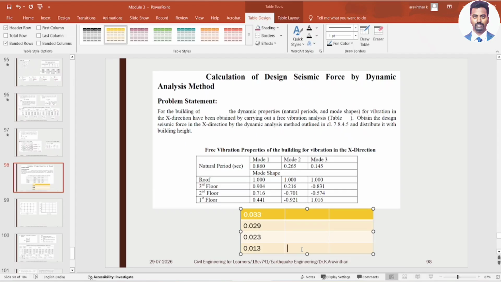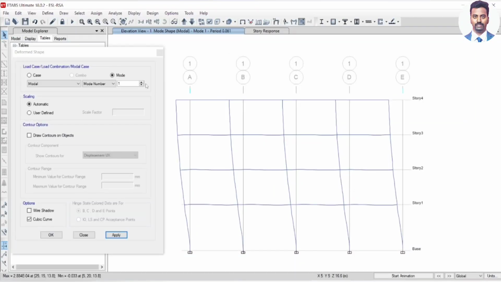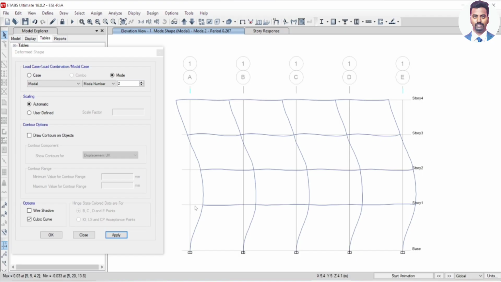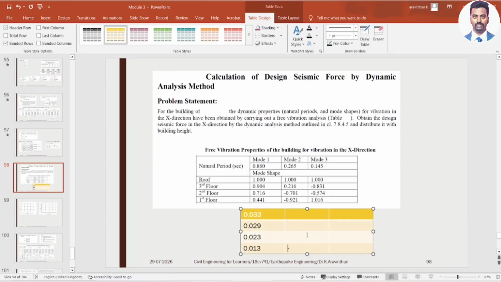Now let us go to the second mode. Mode 2. Let us apply. Yes. Now we got 0.030, 0.030.